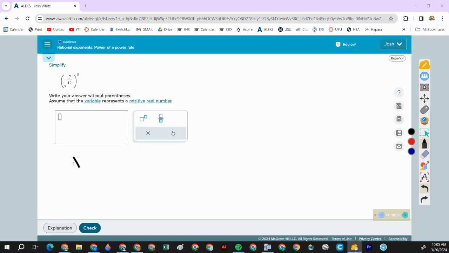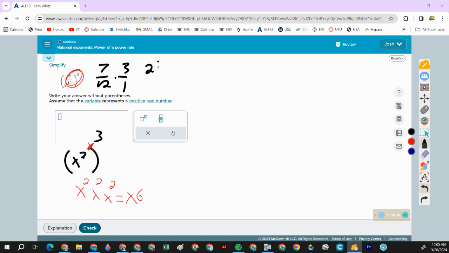So if I had x squared and I raised that to the third, that's like having 3 copies of x squared, which ends up being x to the 6th. So the relationship between these two numbers is multiply. So 7 over 12 times 3 over 1 is 21 over 12, and I can pull out a 3, and I get 7 over 4. So the answer here is x to the 7 over 4.